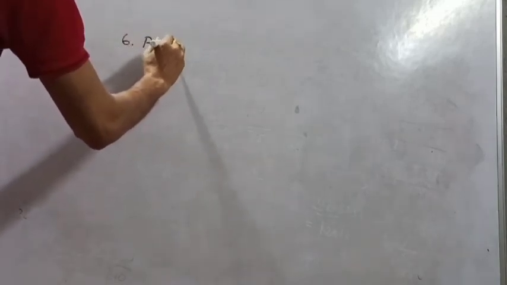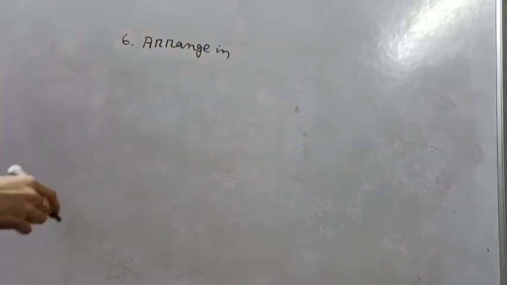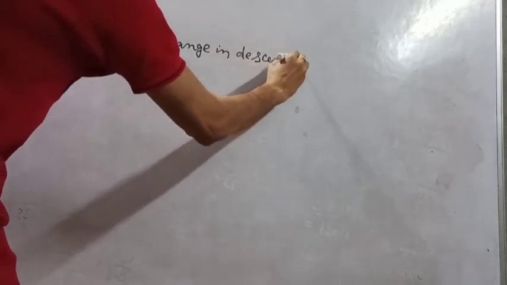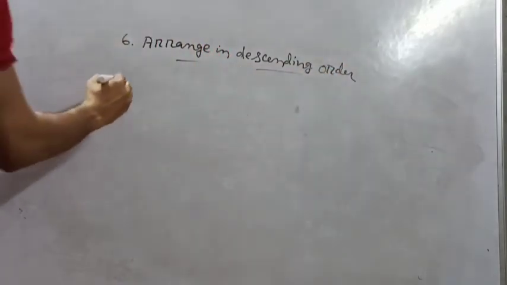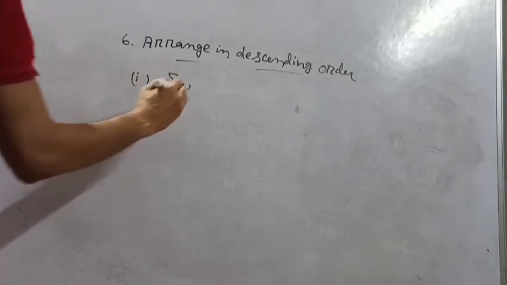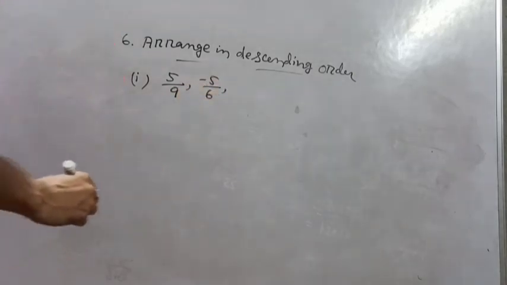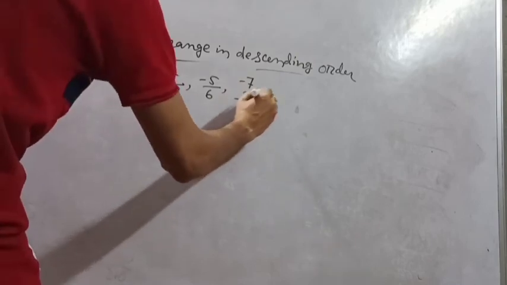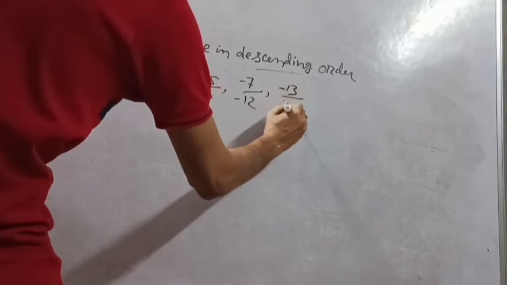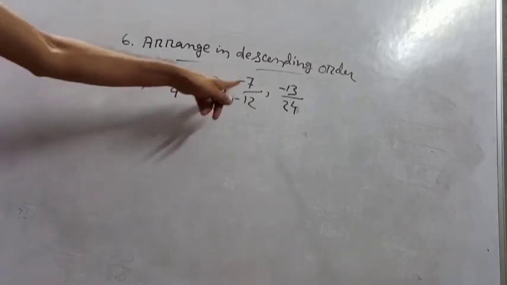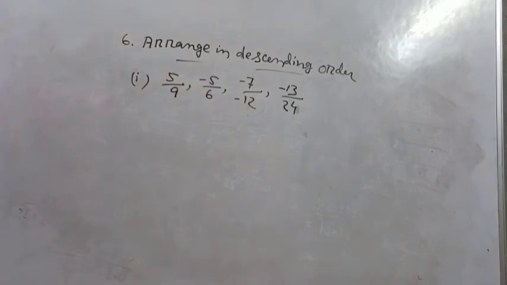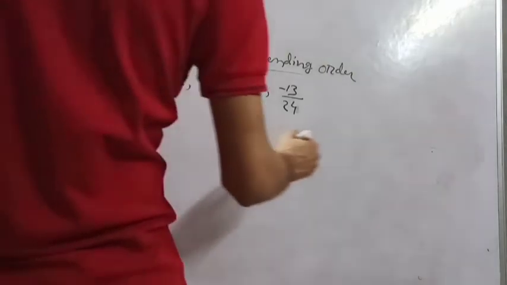Now descending order: arrange in descending order. Minus 5 by 6, minus 7 by minus 12, minus 13 by 24. Now here you can see different denominators: 9, 6, minus 12 and 24. Both signs negative means positive, so positive value is always greater than negative value.